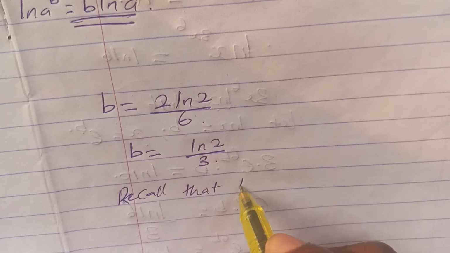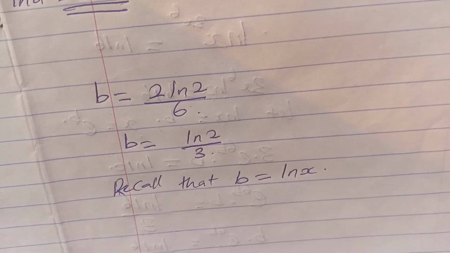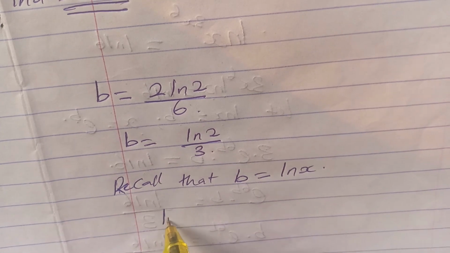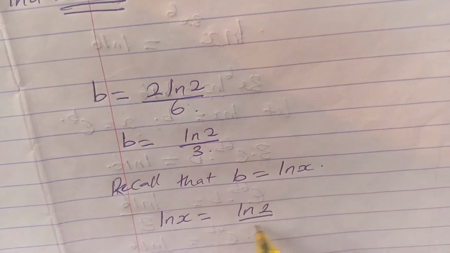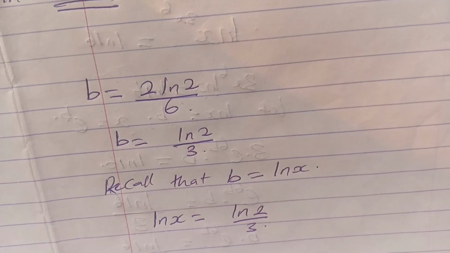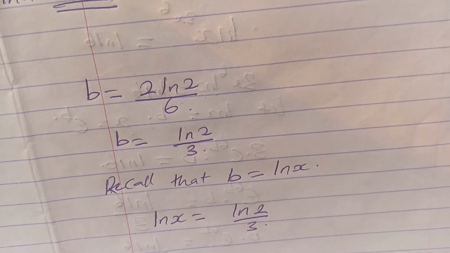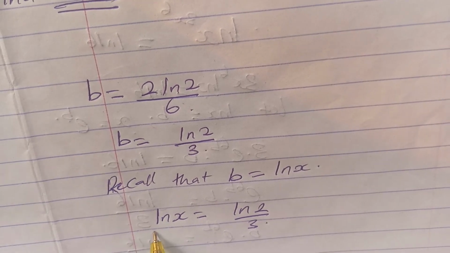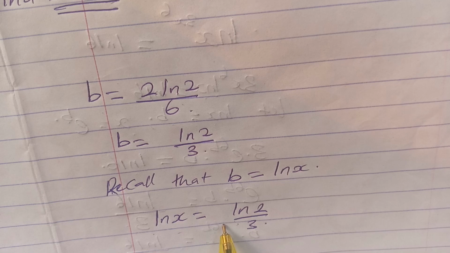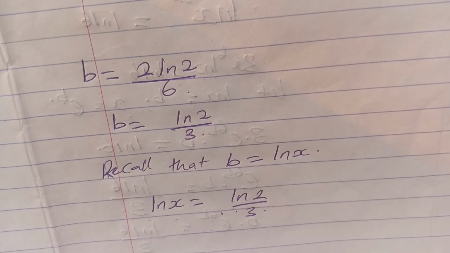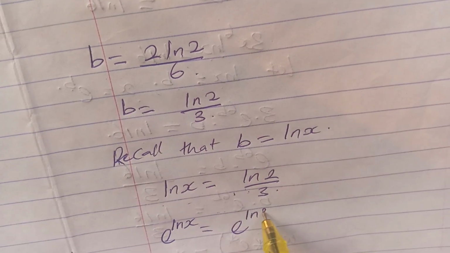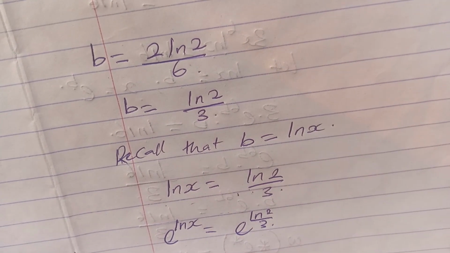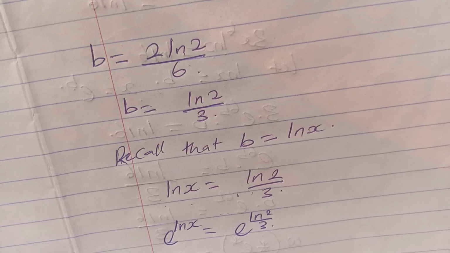Okay, recall that b is equal to ln x. So wherever we see b, we can put ln x. So we can say ln x is equal to ln 2 over 3. Now we want to look for x. So if we want to look for x, we can take both sides to the exponent. We would have exponent of ln x is equal to exponent of ln 2 over 3.